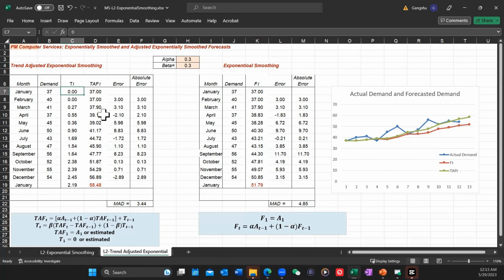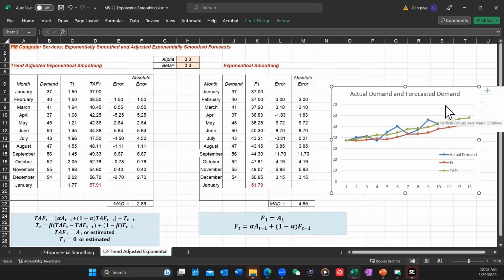Now, let's change the trend from 0 to 1.5. And we'll see how this changes the value of the MAD, okay? So now, let me say yes. As we can see, the MAD value dropped from 3.44 to 2.89. This demonstrates that if we can have a better trend value, the performance of the trend-adjusted exponential smoothing can be better as well. So be careful when you choose the first trend value for the trend-adjusted exponential smoothing.